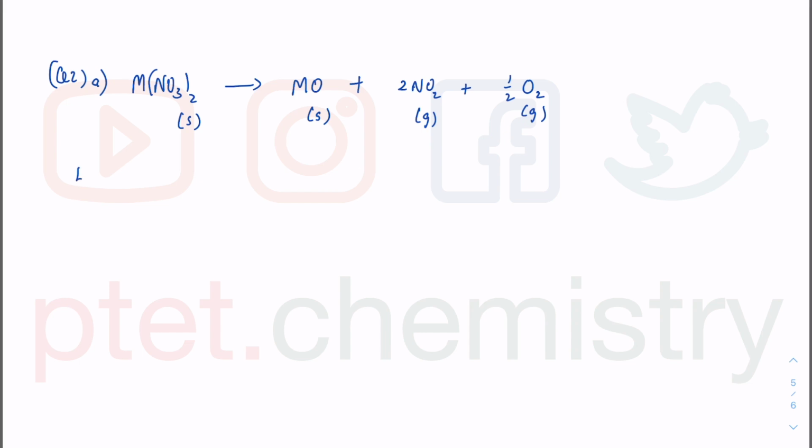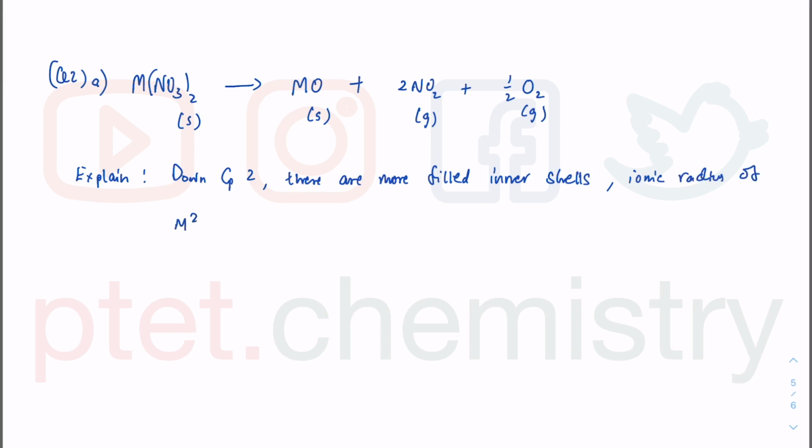I typically like to explain first. Essentially how you explain it is down group 2. So down group 2, there are more filled inner shells. So as a result of it, the size of the cations, so the ionic radius of the cations, the M2 plus, increases. When the radius of the cation increases, M2 plus becomes, well, the charge density will decrease.